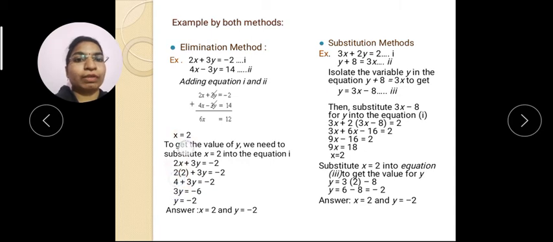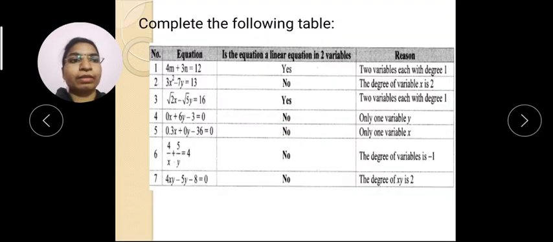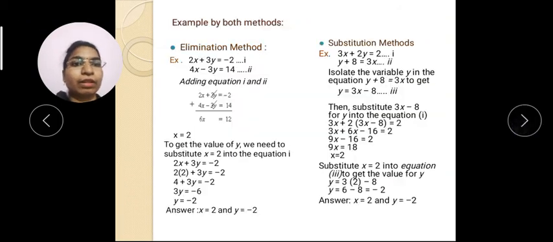This x is equal to 2, we have to substitute. So 2 into 2 plus 3y is equal to minus 2. Then this 2 times 2 is 4, plus 3y is equal to minus 2. Again, 3y is equal to minus 6 and therefore y is equal to minus 2.